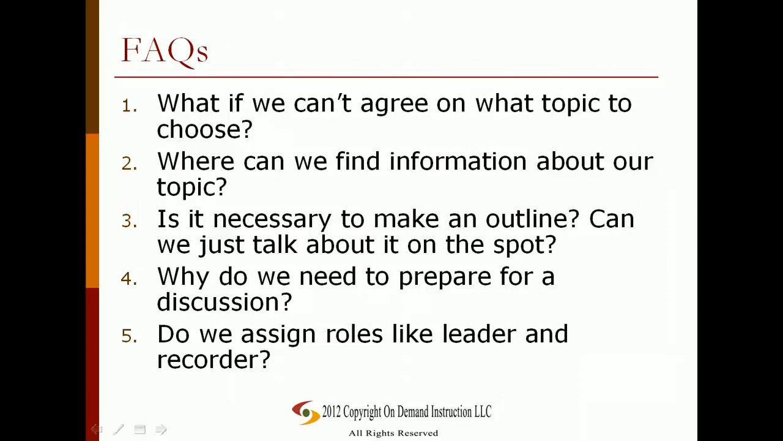What if we can't agree on what topic to choose? You can use diplomacy by casting votes in your group to arrive at a mutual topic that meets the factors of selecting a topic for a successful group discussion. Where can we find information about our topic? There are more than a handful of resources where you can collect data about your topic. You can go to the library, browse the internet, or even interview people who have expertise on the matter.